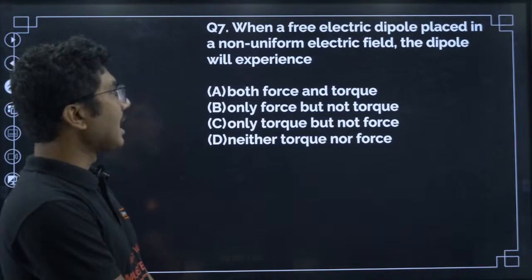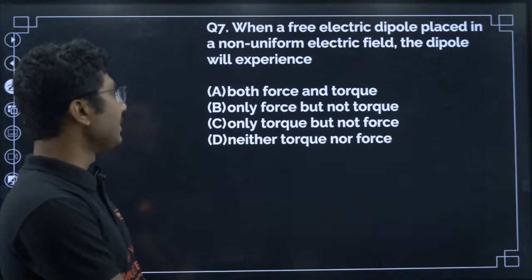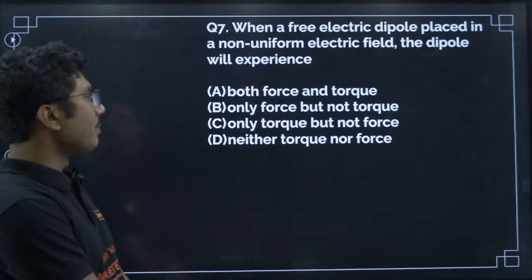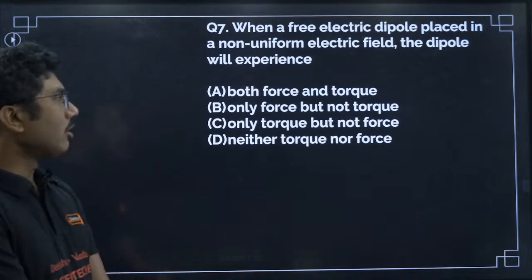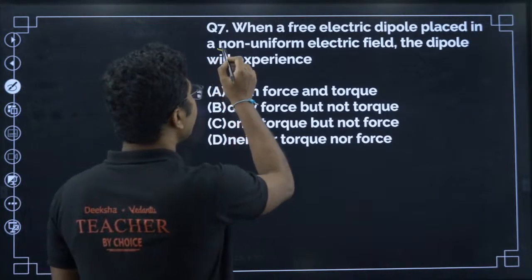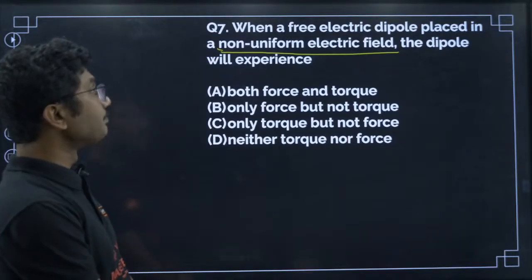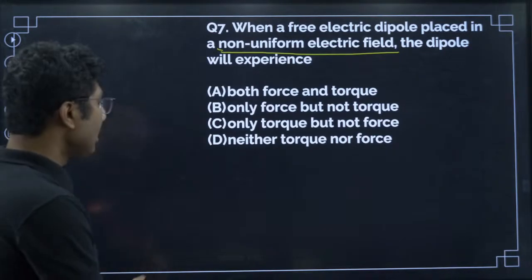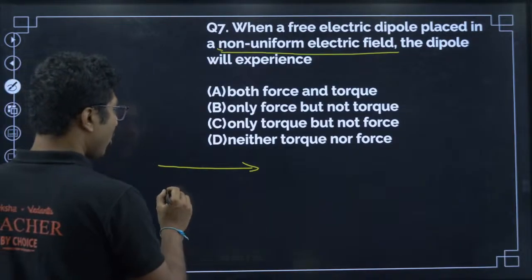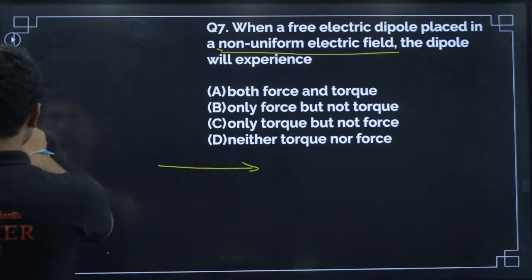When a free electric dipole is placed in a non-uniform electric field, the dipole will experience: both force and torque, only force but not torque, only torque but no force, or neither torque nor force. So, a dipole is placed in a non-uniform electric field. What is the meaning of non-uniform electric field? Non-uniform electric field means the electric field is not constant throughout the place.